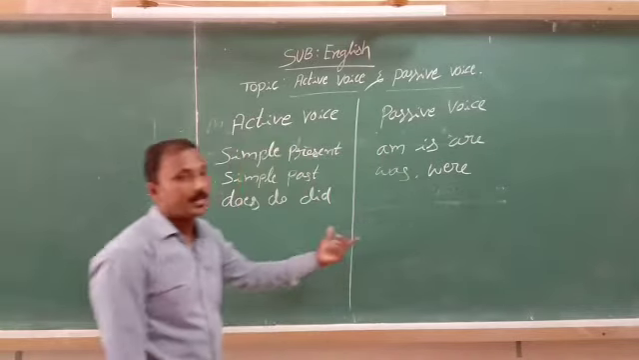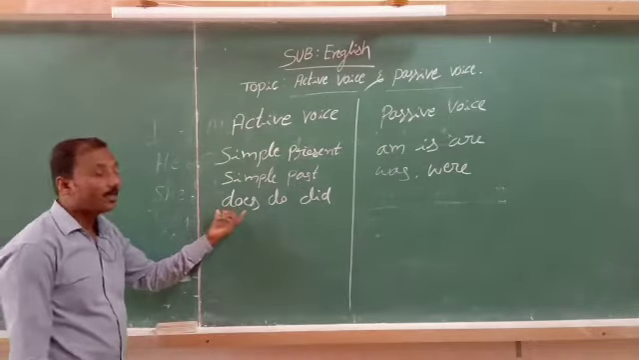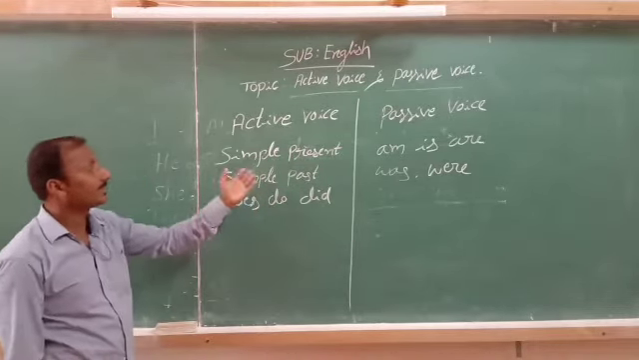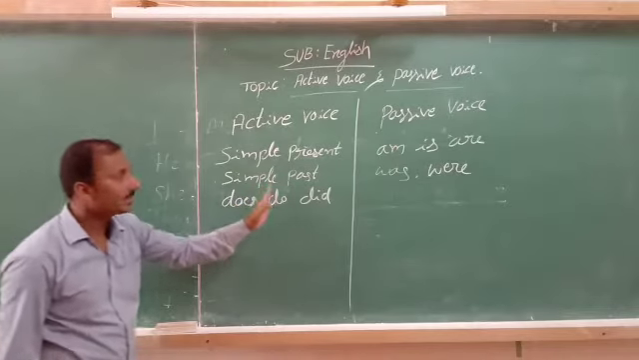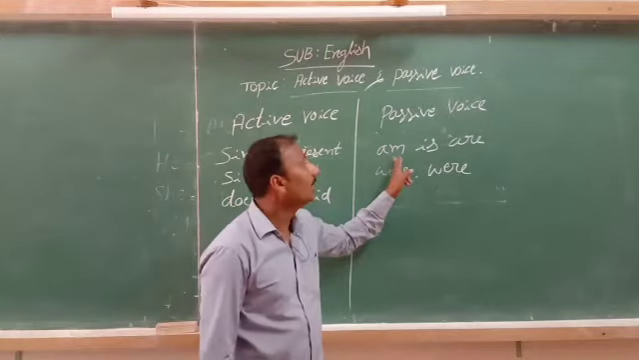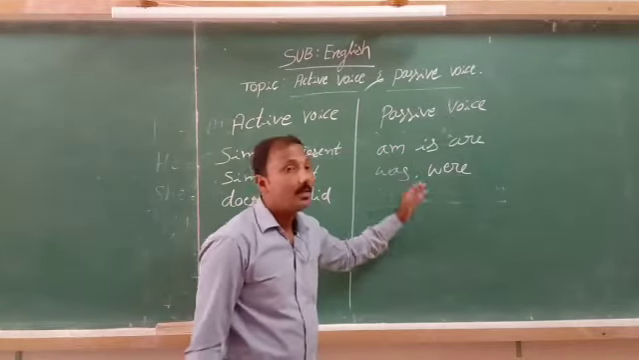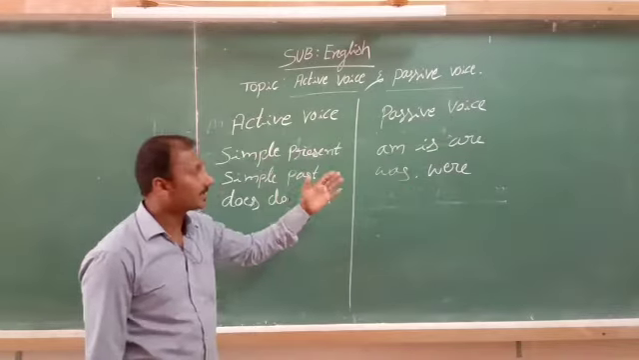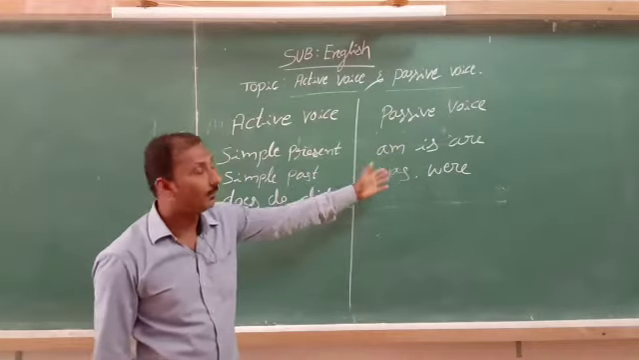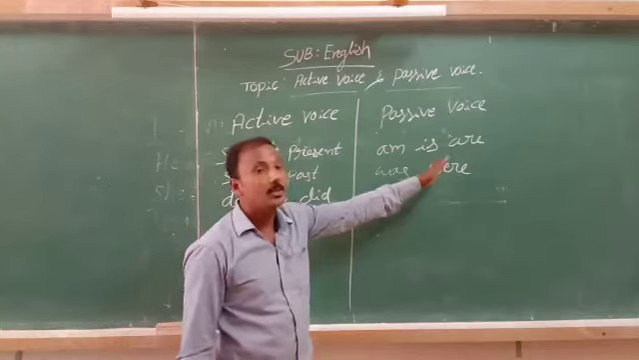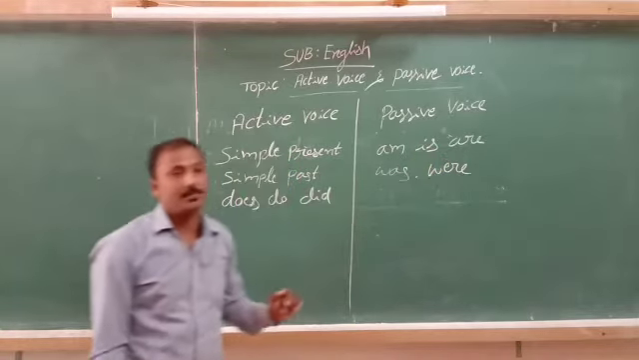And suppose we find does, do, did, and it is changed into a negative sentence. That's the time we also change to am, is, are, was, were based on the subject. If the subject is singular, use the singular form of the verb, and if the subject is plural, use the plural form of the verb.